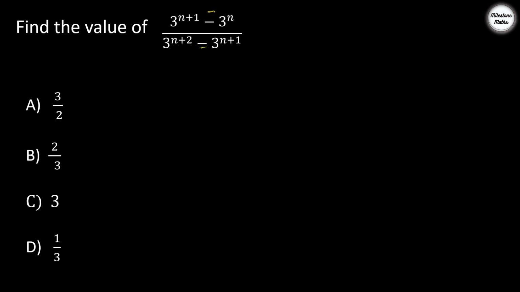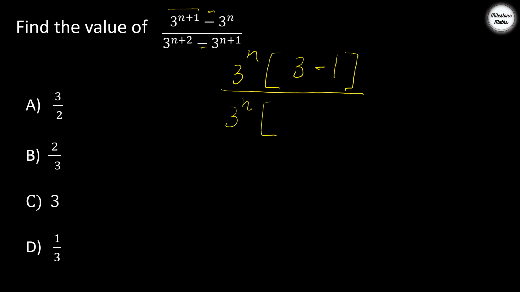Generally in this kind of question we will take the common factor. From the numerator we can take 3 raised to power n as common. What will be left is 3 raised to power n plus 1, with 3 raised to power n taken common, so we are left with 3 raised to power 1, or only 3, minus 1. Same way in the denominator we take 3 raised to power n common, and we are left with 3 raised to power 2 inside, minus 3 raised to power 1, or 3.